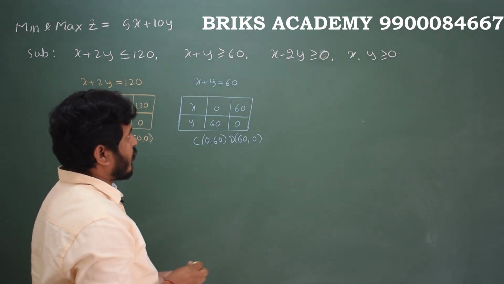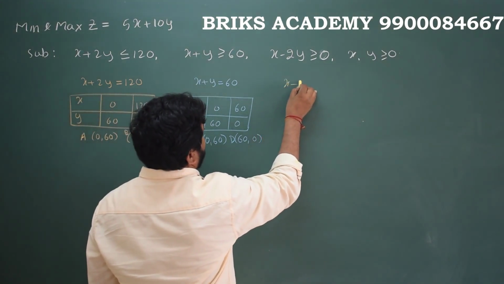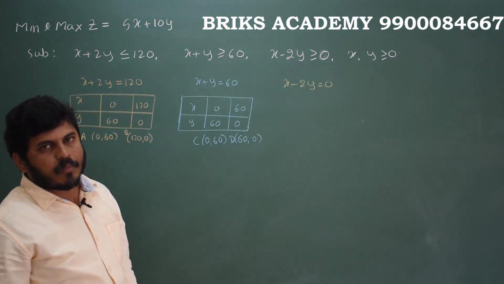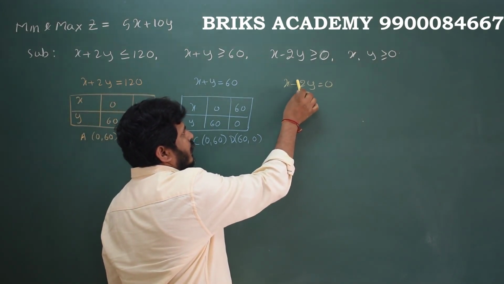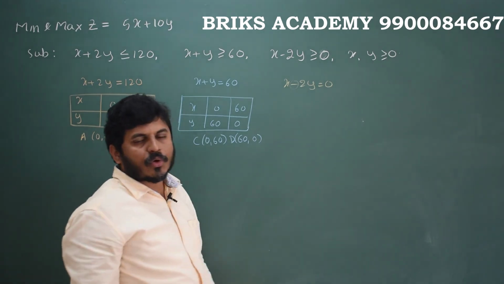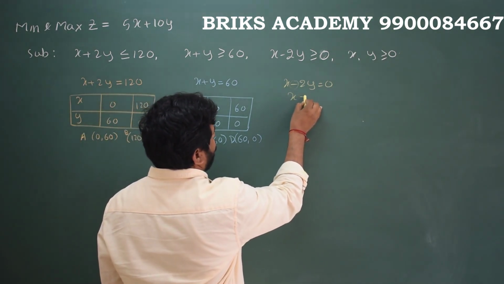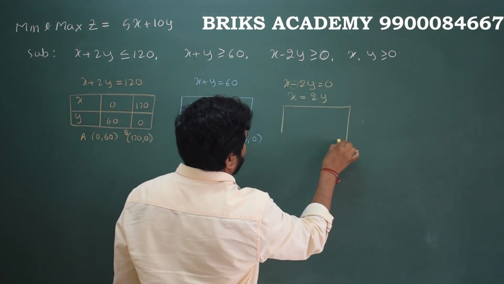One more equality I have discussed, that is x minus 2y equal to 0. This is a very important concept where you are going to get a negative as well as 0 on the right side. So in this case, you have to be very careful. If I take 2y to that side, it becomes x equal to 2y.